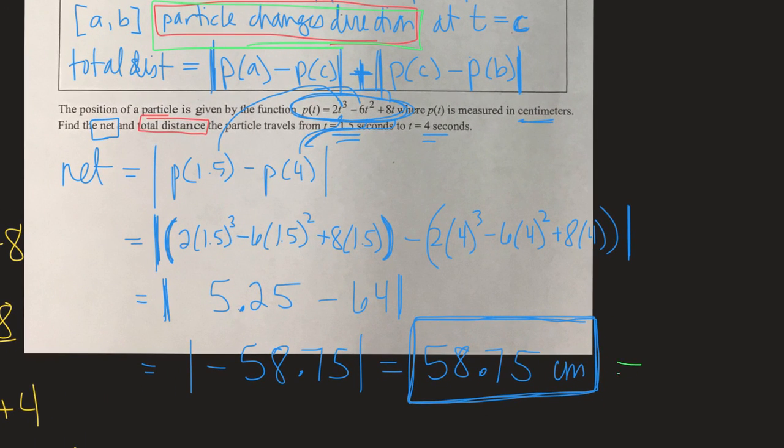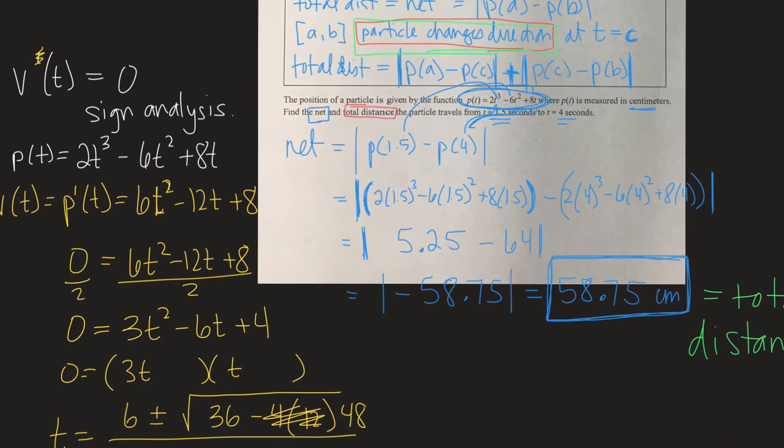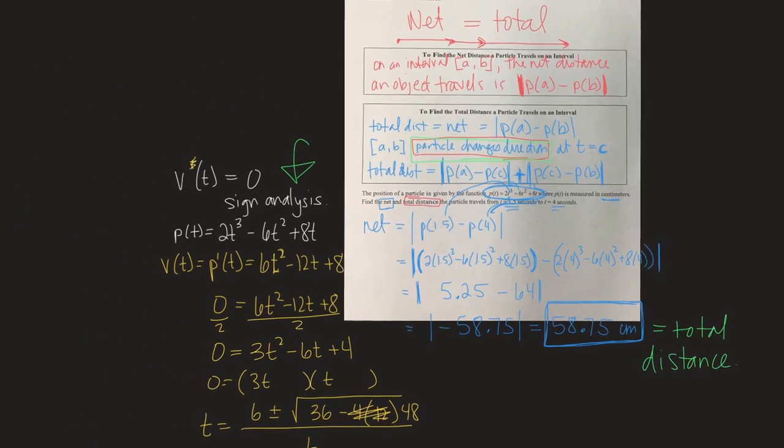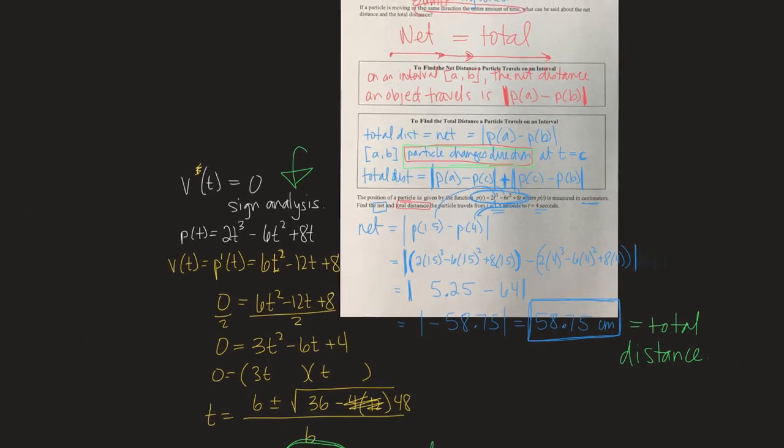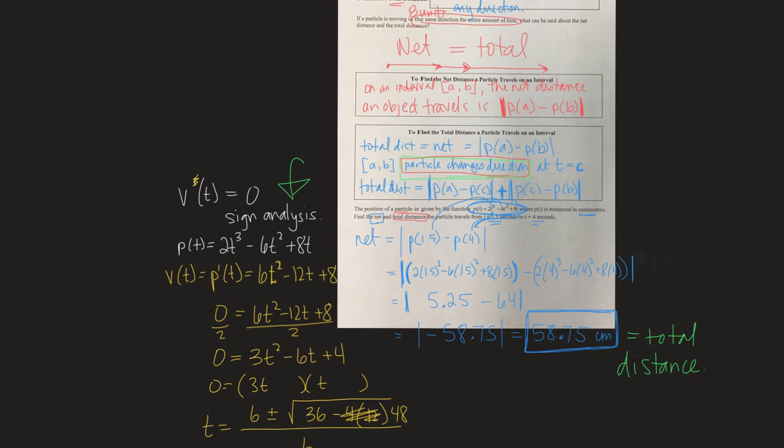So that can tell us that the net distance is also equal to the total distance. But without doing this analysis of our velocity, we would not have been able to know that the net and the total distance were the same. Okay, so if it's moving in the same direction, the net is the same as the total.